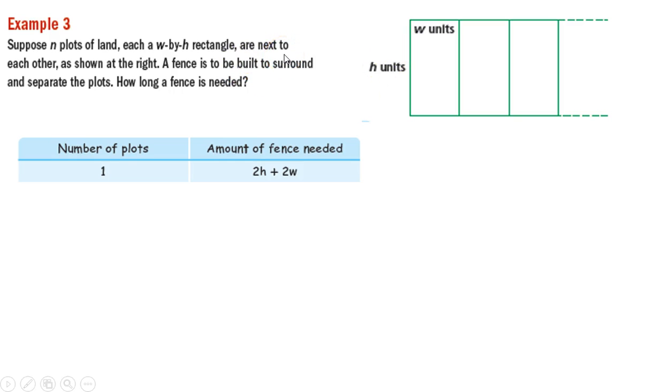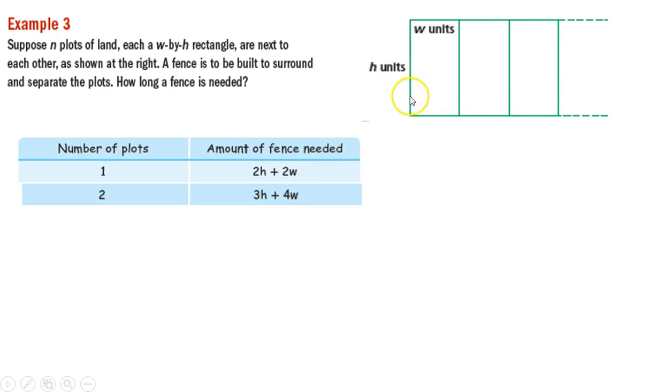We can extend this to say, well, what if there are 2 plots of land? Well, if there are 2 plots of land, that's this right here. Now we're going to need 3 H's, because we have the 1, 2, and 3. And then we're going to need 4 W's, because we have this W here, 1, 2, 3, and 4. So you'll notice here that we don't need 4 H's, because this one side length is shared by the 2 rectangles. So we have 3 H's plus 4 W's to separate 2 rectangles with the fencing.